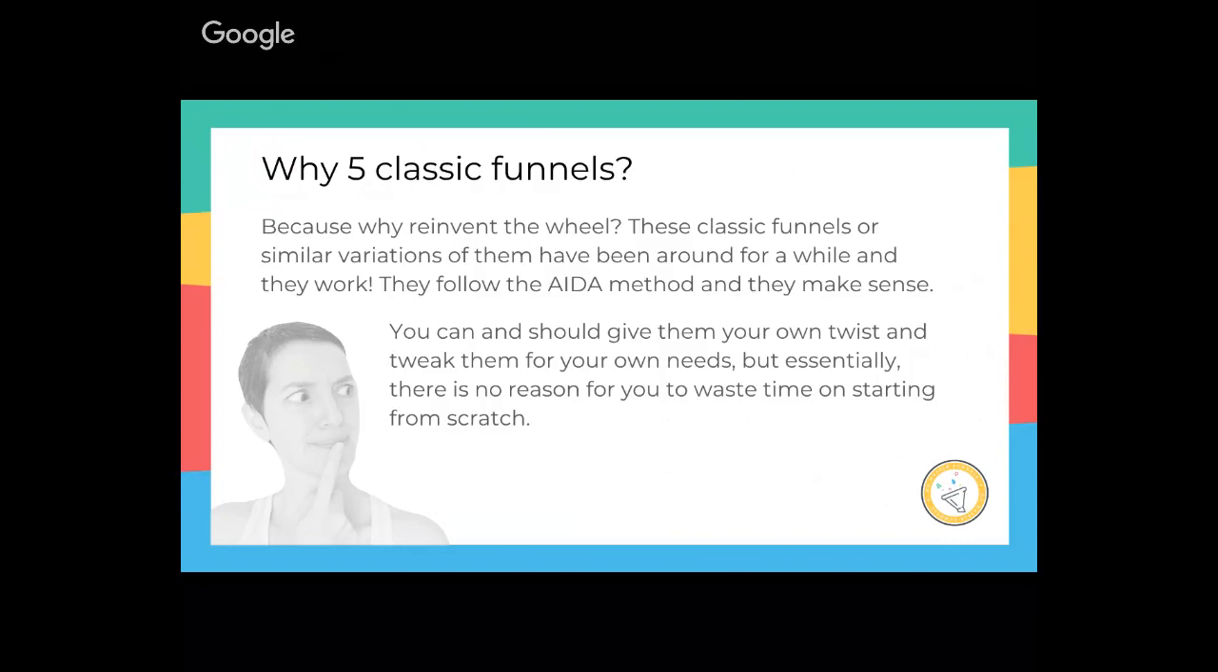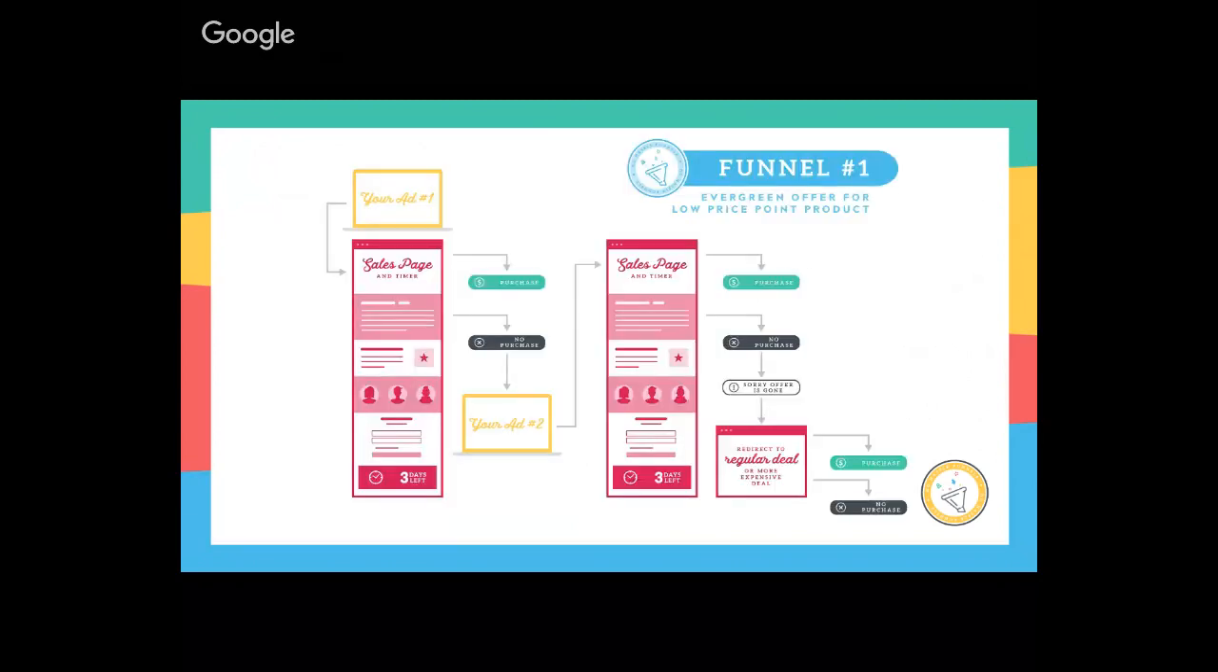Okay, this is basically what I want you to know. Now, take notes, write it down. You can copy these and then create them on your own. Okay, funnel number 1. This is the evergreen offer for low price point product. Now, this may look familiar to you because this is exactly my $80,000 funnel we talked about in video number 2.